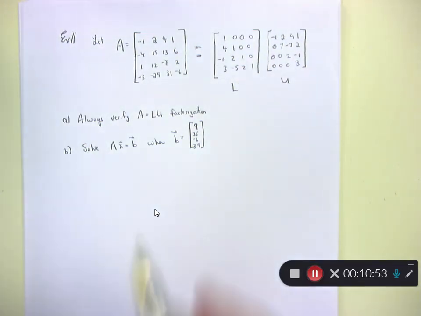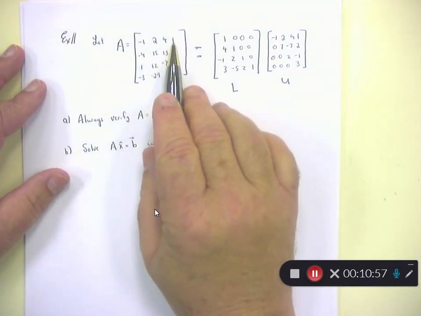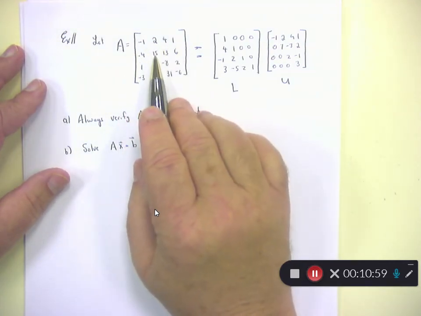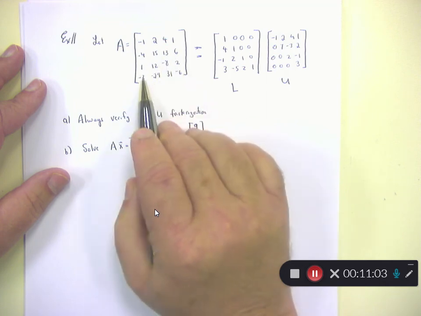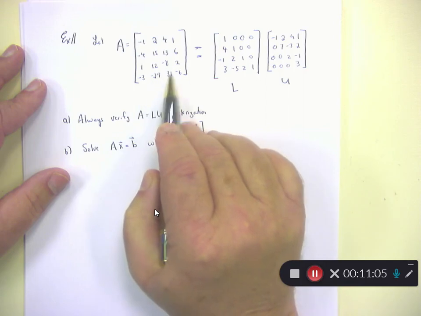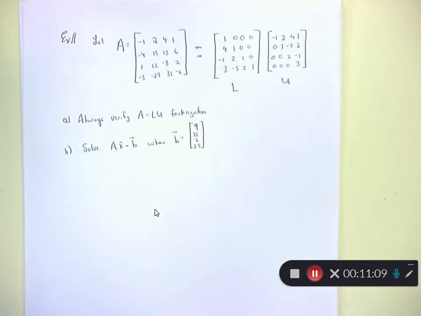So here we go. I'm giving you matrix A. Matrix A is negative 1, 2, 4, 1, negative 4, 15, 13, 6, 1, 12, negative 8, 2, negative 3, negative 29, 31, negative 6. I went ahead and did the factorization for you.